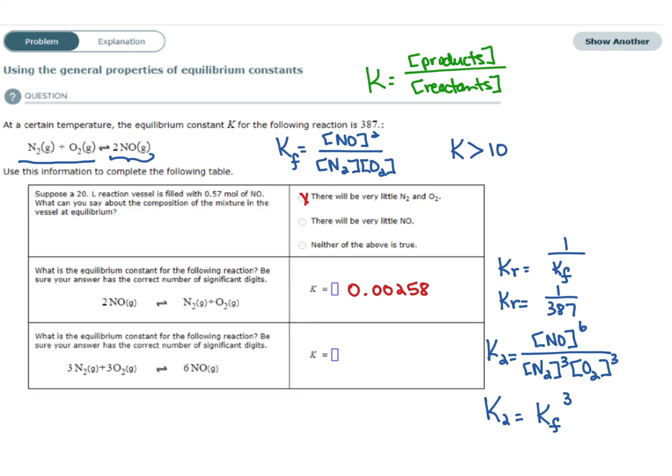So K2 is equal to 387 raised to the power of 3. So that means K2 is equal to 5.80 times 10 to the 7th. And remember that the equilibrium constant has no units. Good luck and keep practicing.